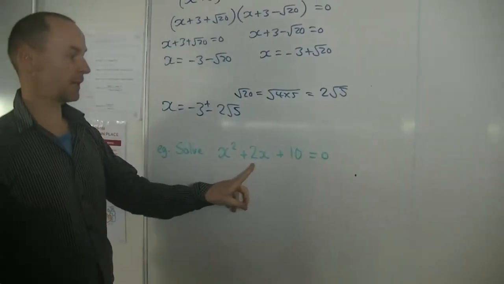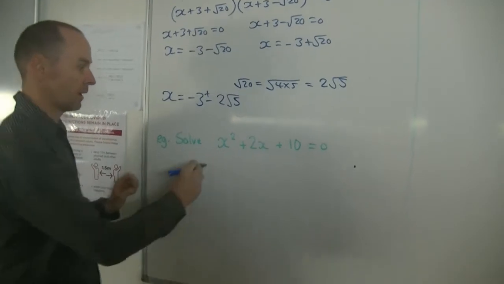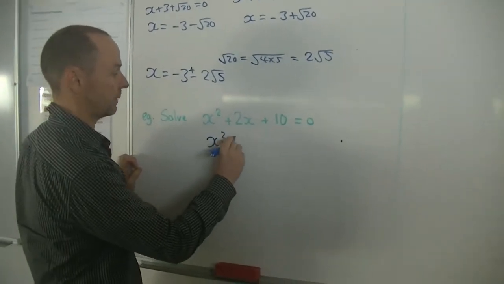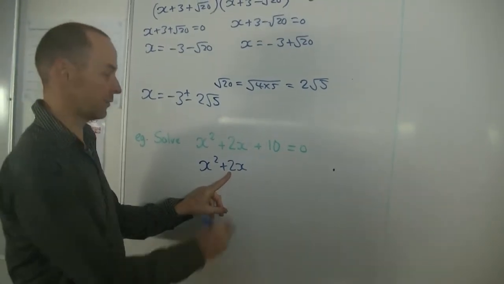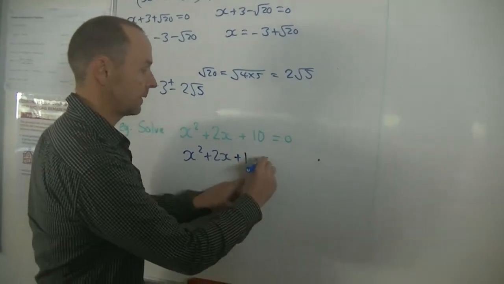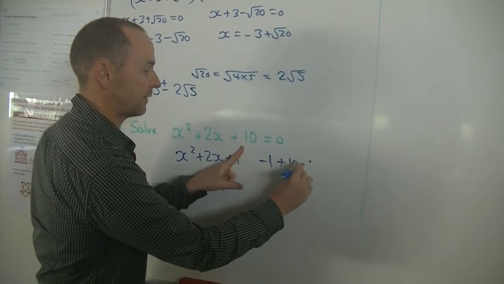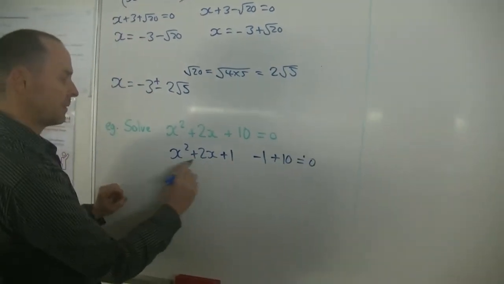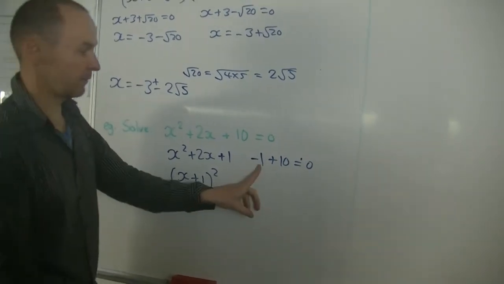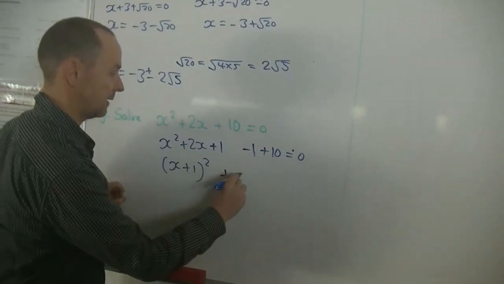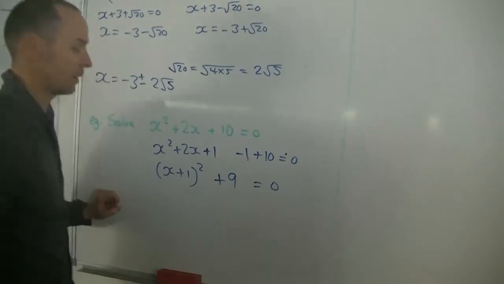So, x squared plus 2x plus 10 equals 0. So, we've got x squared plus 2x. How do we find that third term? Half of 2 is 1, 1 squared is 1. So plus 1, we minus 1, and we've also got a plus 10. So this is a perfect square. It's x plus 1 all squared. And here we've got minus 1 plus 10 is plus 9 equals 0.